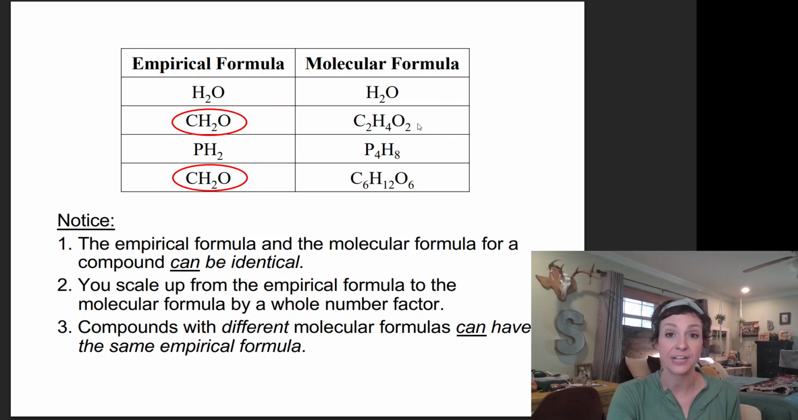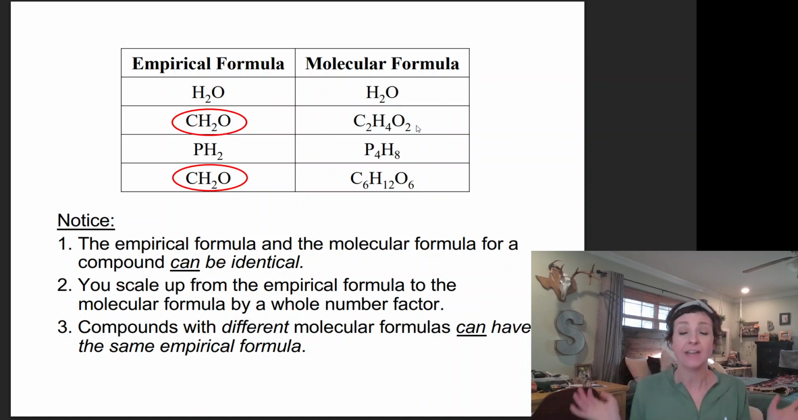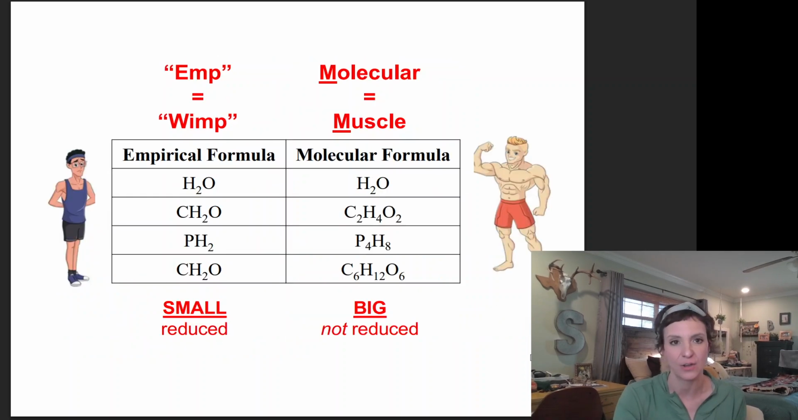Okay, another thing that you can probably notice is that I could have 2 totally different compounds. Look at these 2 guys in the molecular formula category. They are totally not the same thing. They are totally different molecules that have different chemical and physical properties and have different purposes. But if I were to ask you, well, what's the empirical formula for them, it would look the same. So that is a possibility. So that's kind of interesting and kind of cool.